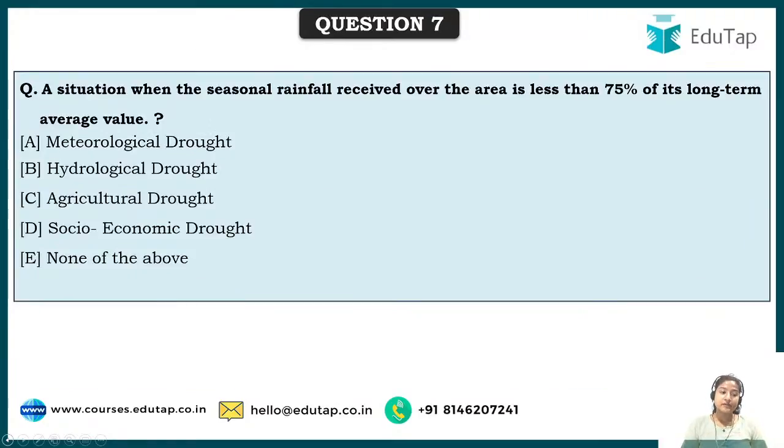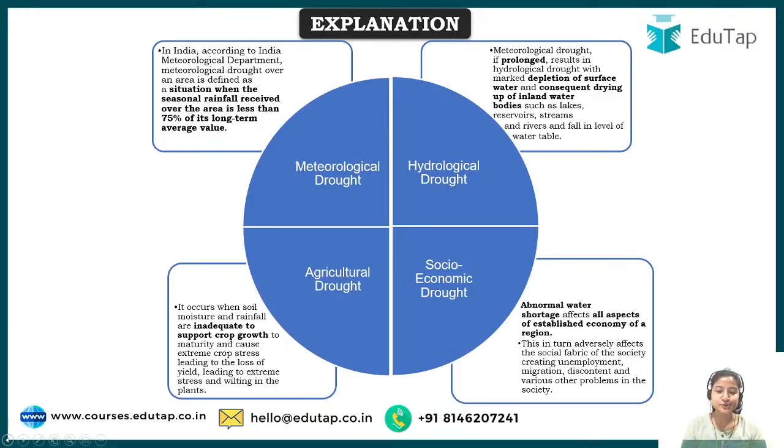Next, question number 7, it says a situation where the seasonal rainfall received over the area is less than 75% of its long term average value is known as what? So basically, in an area, if there is an average rainfall that occurs every year, but this time it was 75% of what it usually rains, then that type of drought is known as what? Okay, and the correct answer is a meteorological drought. We'll look at all the four types of droughts that are present here. We'll cover them in the explanation, so do not worry.